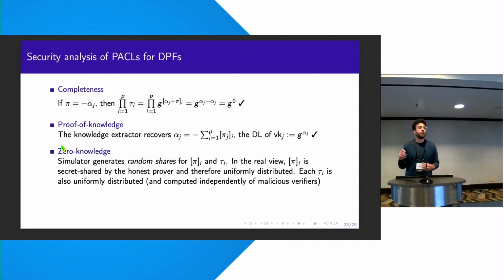And zero knowledge holds because the user sends secret shares of the proof pi, which can be efficiently simulated, and the audit tokens are always going to be the identity element when the prover is honest. And so they can be simulated efficiently as well.